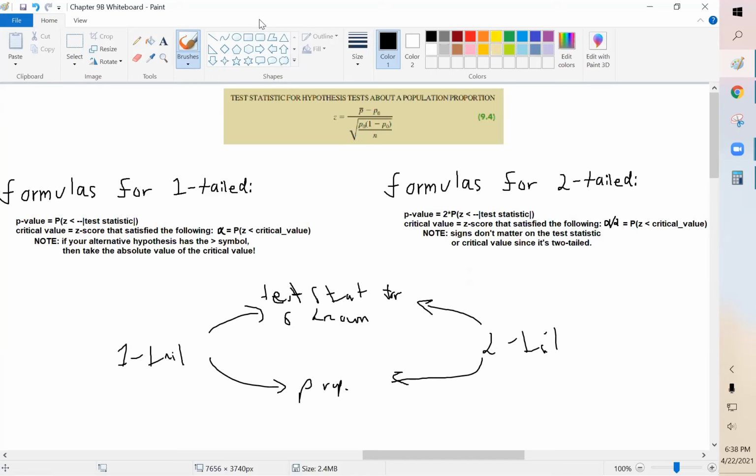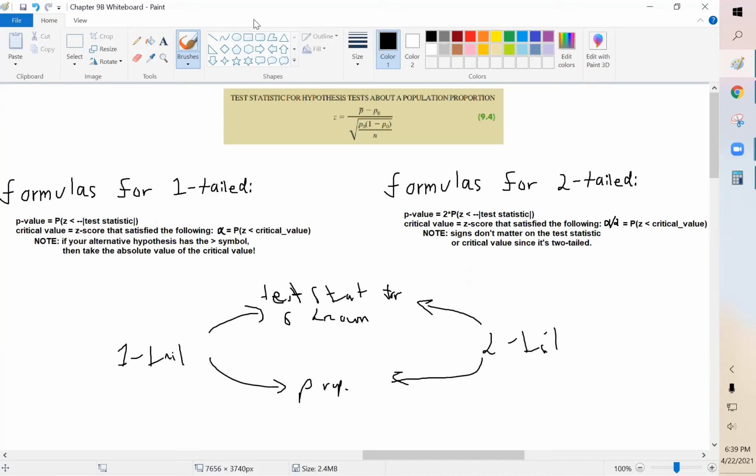Like with one tail, we only can care about the upper end or the lower end. So if we're dealing with p is greater than, then we're in the upper end. You got to worry a lot about the signs. If we're in the lower end, no big deal. And you'll notice most of the examples we do are going to be the upper end because that's where you're more likely to screw up. If you can handle the upper end, you should be able to handle the lower end.